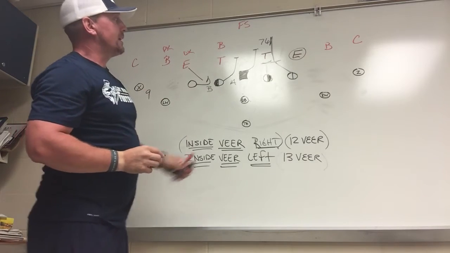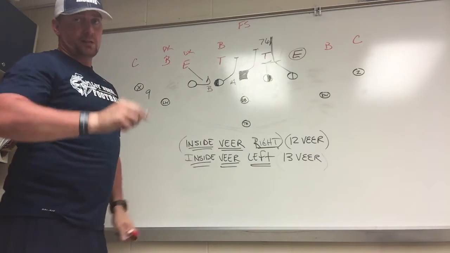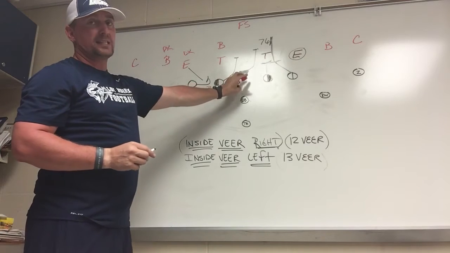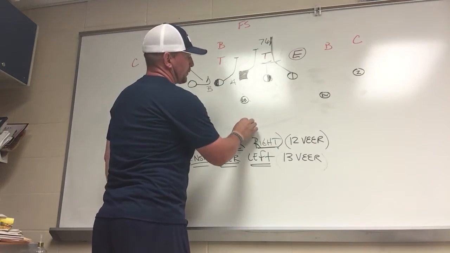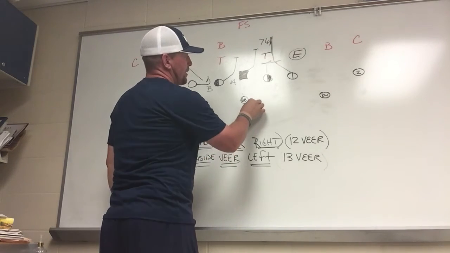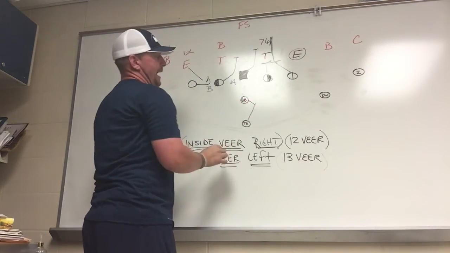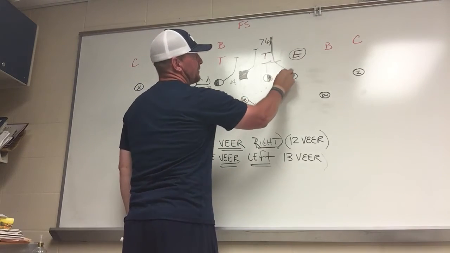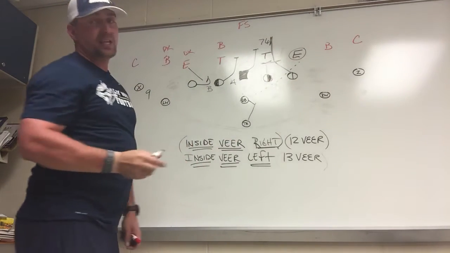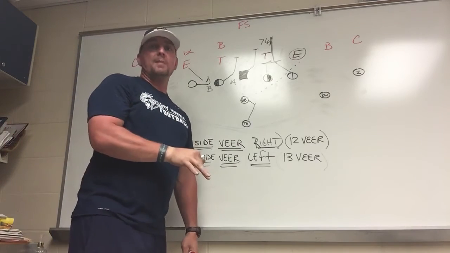Right here is what our look is for inside veer right, okay? And it would be the exact same if we flipped it over, which I'll show you in a minute. Tailbacks. You're going to take a right step right on the line. You're going to come down. You're going to get in the mesh with the quarterback. Okay, quarterback is going to get the ball. His eyes are going to go directly to his dive key. All right, the dive key is going to predicate whether we give it or we keep it.